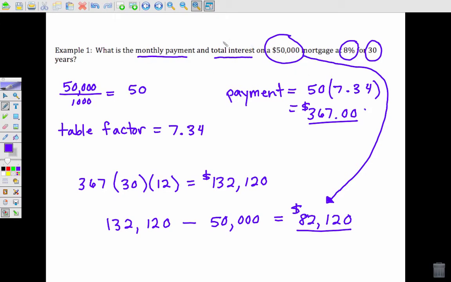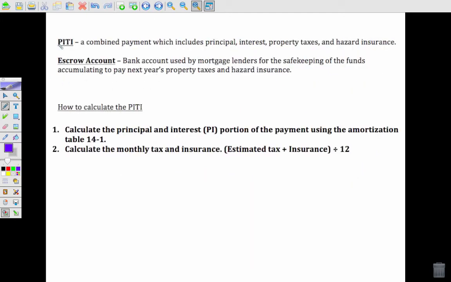All right, so that's how you use your table 14.1 to find your monthly payment on a mortgage. There is another method that we will use, but not in this video. Now if you would go to your second page at the bottom in your notes, we are going to look at how to calculate your PITI. Here's what that means. Principal, interest, taxes, and insurance. All of those are combined. It's called an escrow account. That way you just make one lump payment, and that payment includes everything involved in your house.